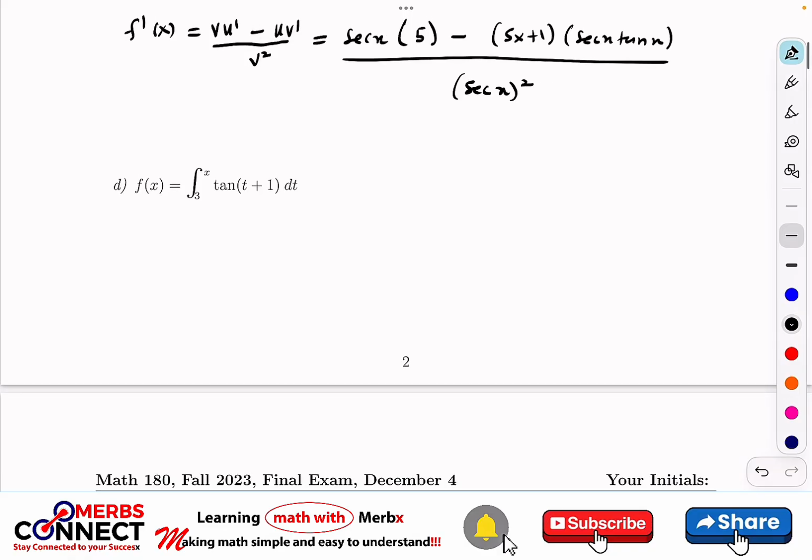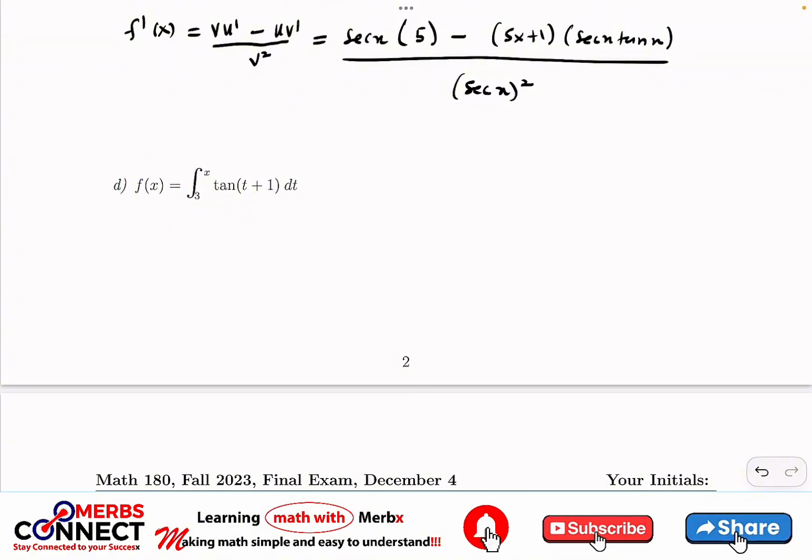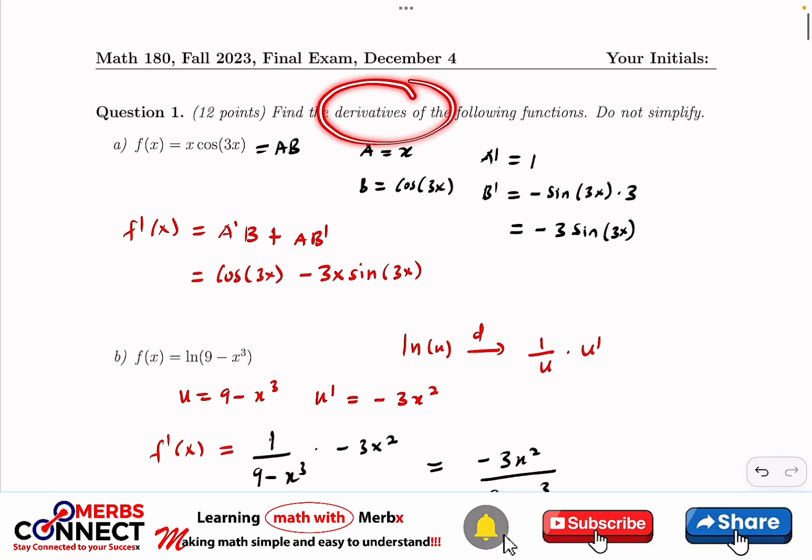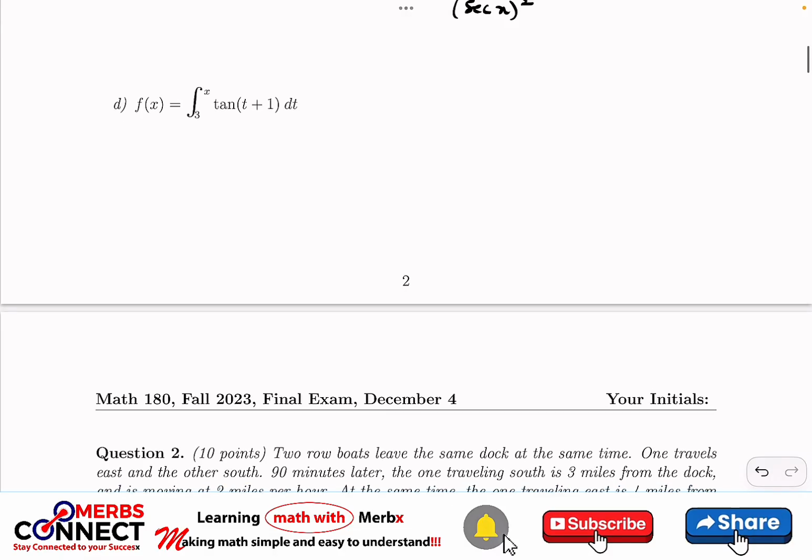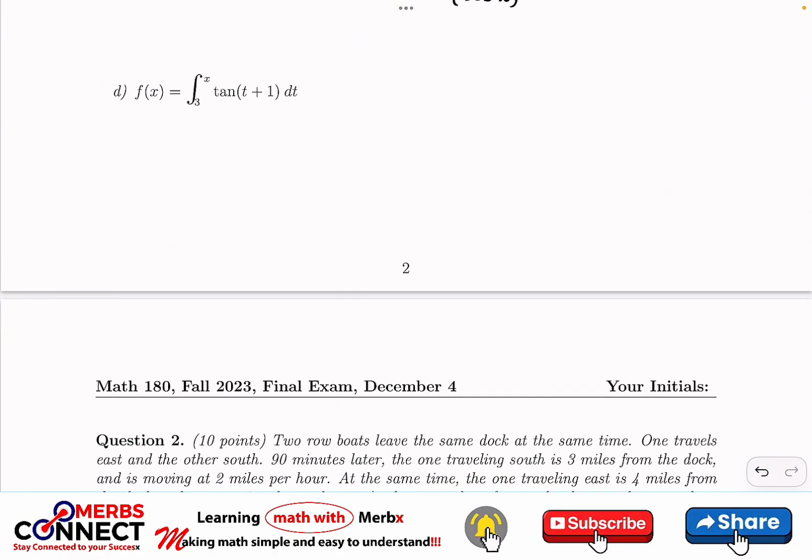Now let's look at D, then we'll look at the next question. D is very nice. Now we have f of x. Since the question is saying that we should find the derivative, it means that we need f prime of x from this, right?